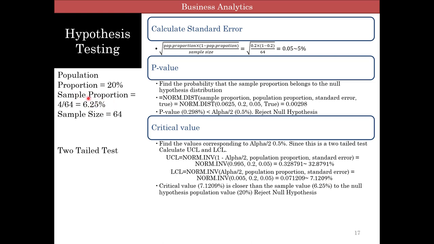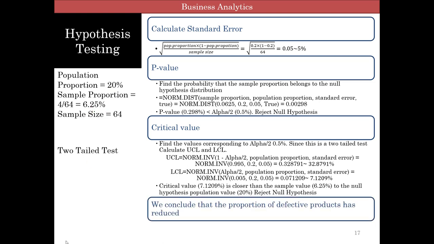Well, you're going to look at the sample proportion, which is much smaller than the population proportion. So you're going to use the lower control limit. So 7.12 is closer to the middle than this. So you conclude that you can reject the null hypothesis and conclude that the proportion of defective products has changed here.